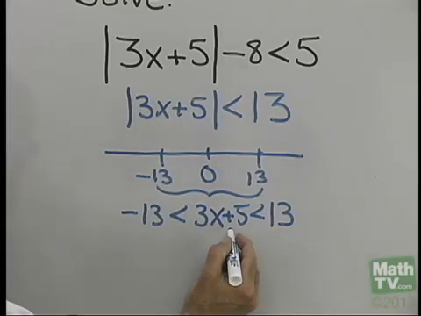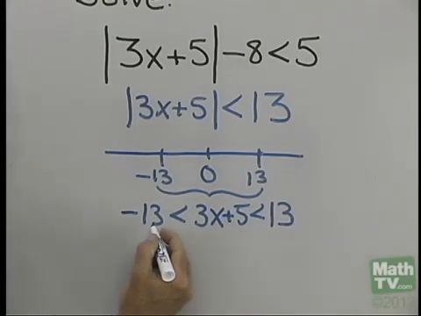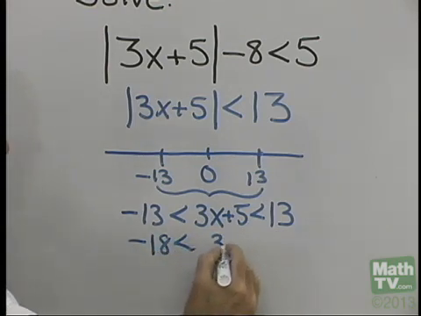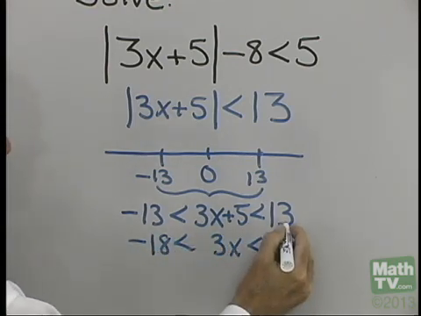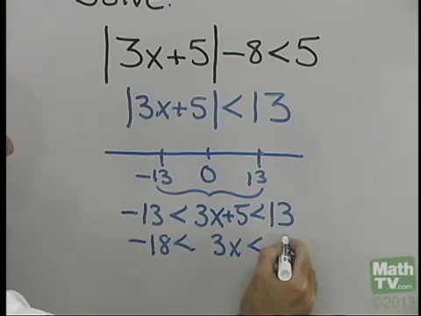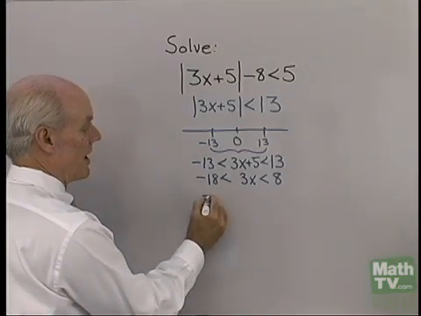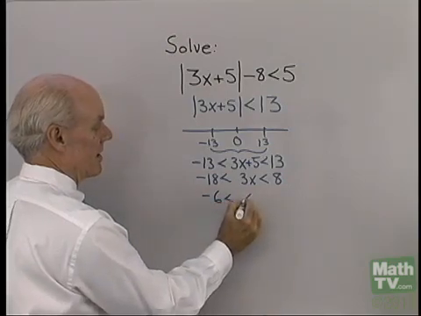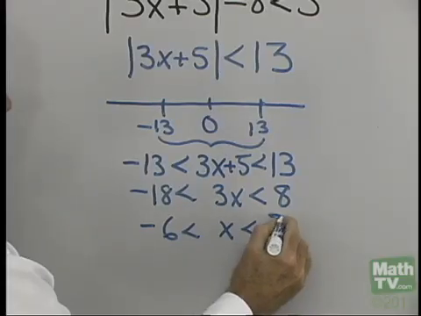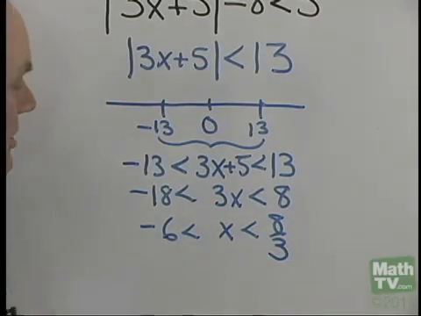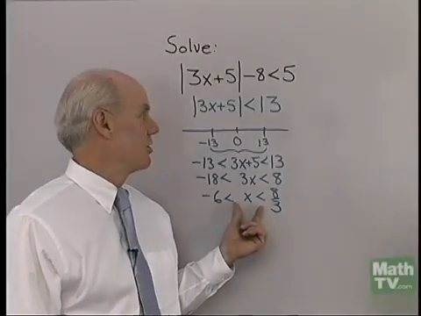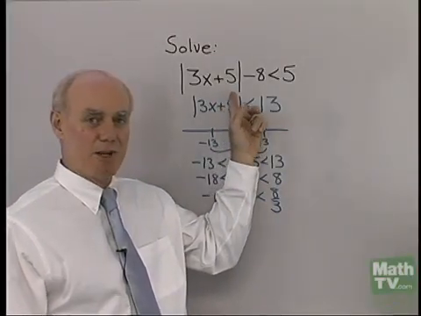So I'll start by adding negative 5 to each of the three expressions here. So I'll have negative 18 less than 3x less than 13 minus 5, which is going to be 8. Next, I divide the center expression by 3 to just have x, so I'll do the same thing to the outside expressions. Negative 6 less than x less than 8/3. So here's my inequality that's the solution to this absolute value inequality.